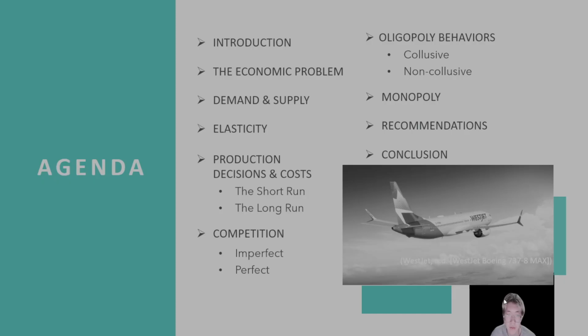Here's the agenda of our presentation today. First, we will introduce microeconomic principles relevant to WestJet: the economic problem, demand and supply, and elasticity. Then we will move on to production costs and market structure. We will discuss why the airline industry is an oligopoly and WestJet's competitive behaviors. Finally, we will conclude the presentation with our business recommendations to help WestJet lower costs and increase revenue.